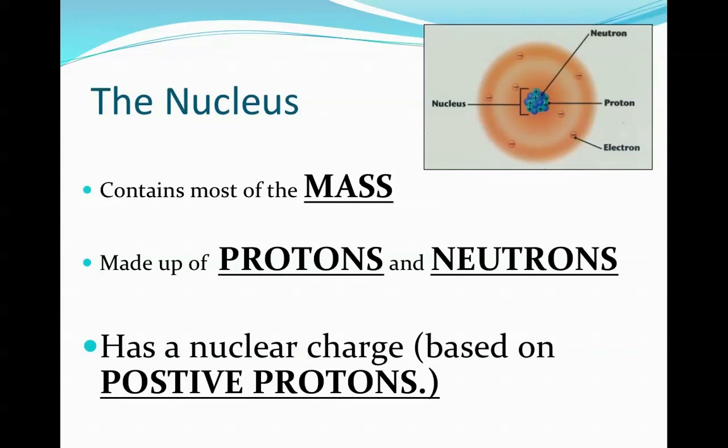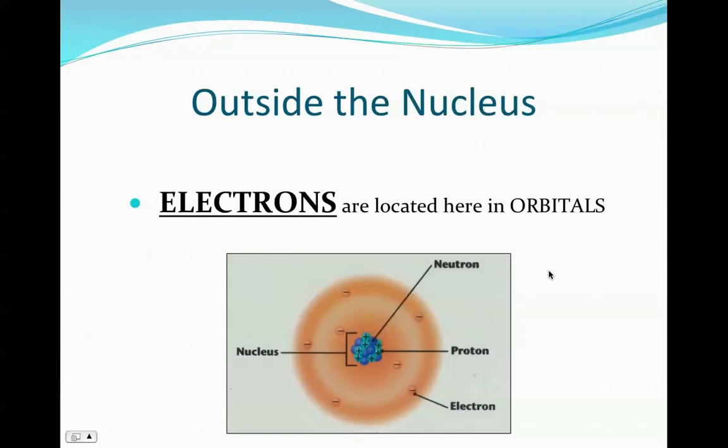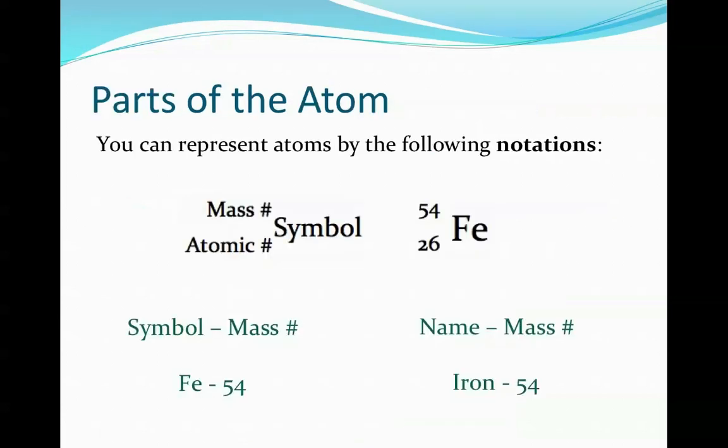So a little bit more about the structure of the atom and its subatomic particles. Within the nucleus, this contains most of the mass because it's made up of those protons and neutrons. Also, it has a nuclear charge, and this is based on those positive protons because the neutrons are neutral and don't contribute to the nuclear charge. Outside the nucleus, this is where the electrons are located, specifically in orbitals. And we have talked about earlier in Concept A the electron clouds and how they're arranged outside the nucleus.